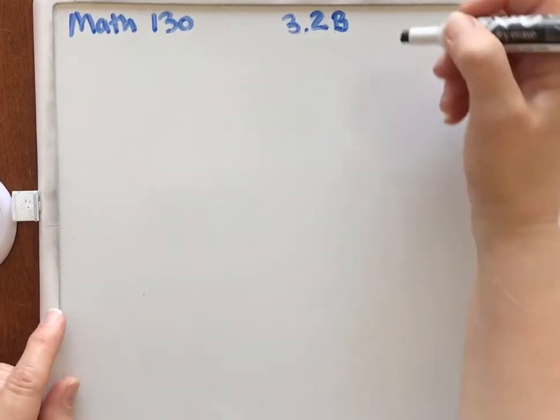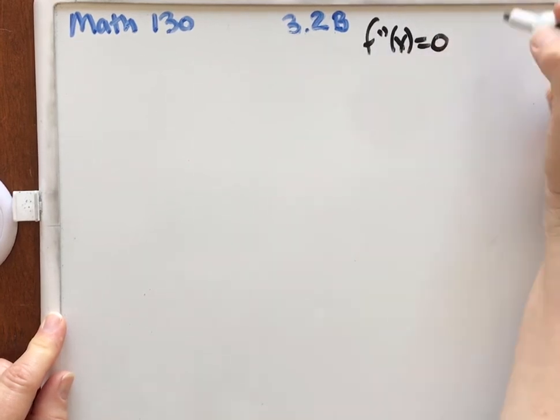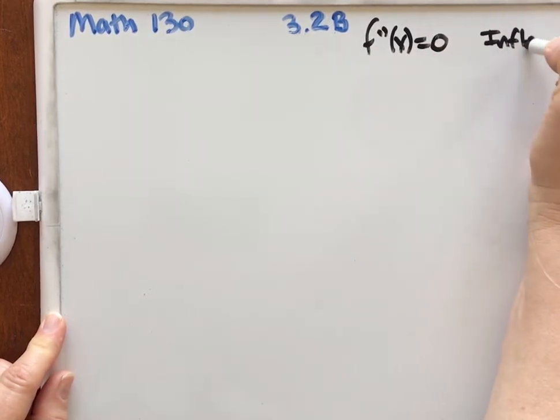3.2b. We now know that if f double prime x equals 0, then we're going to have an inflection point.